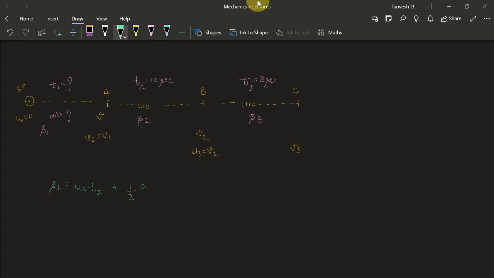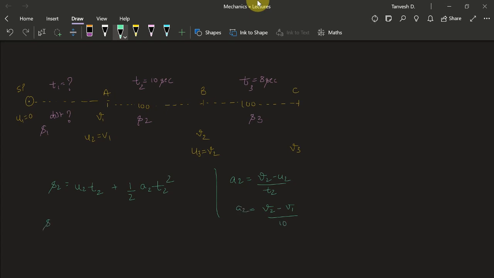So let me say it is A itself here, or let us give it a name, A2. I'll call it A2, half A2 t2 square, and here I'll establish the relation of A2. So A2 is equal to v2 minus u2 upon t2, which is equal to v2 minus v1 upon the time taken, because u2 is equal to v1. So time taken is 10 seconds. This is your A2, right?